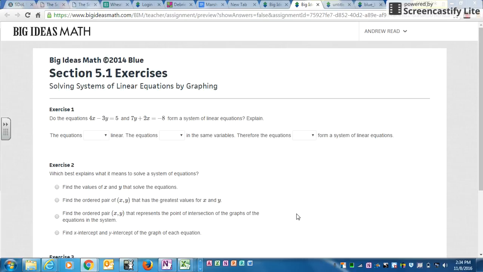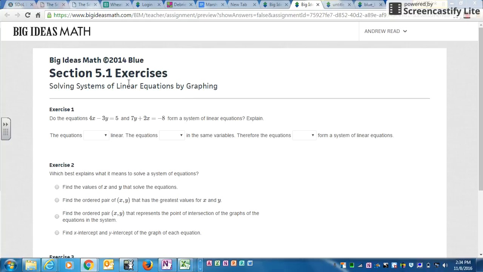Okay, so this is your 3 multiple choice question problems for exercise 5.1, solving systems of linear equations by graphing. And depending on if you were with me the first day or if you were on computers the first day, you may or may not know a whole lot about systems of linear equations. So I'm going to review that quickly.